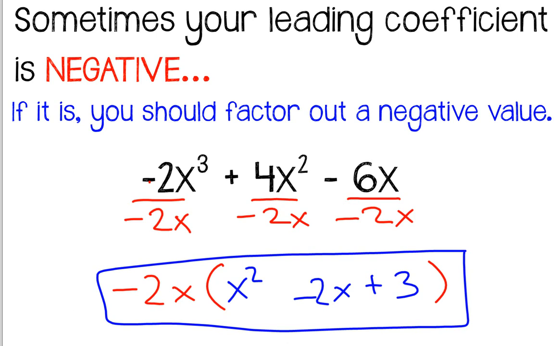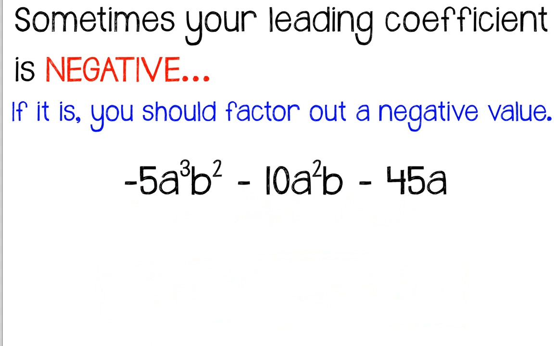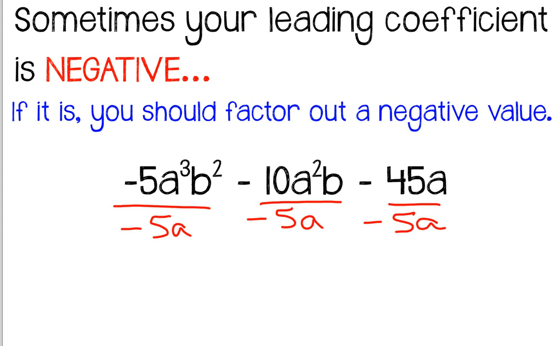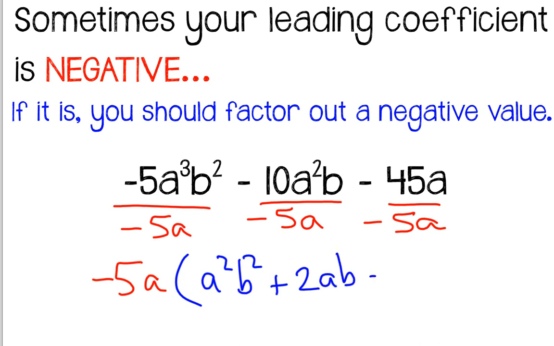Let's take a look at two more. So here, I'm going to divide by 5. And since my leading coefficient is negative, I'm going to divide by a negative 5. And they all have the letter a in common. And when I divide by my monomial of negative 5a, I'm going to get 1a squared b squared plus 2ab plus 9.